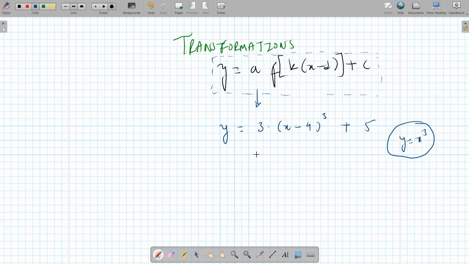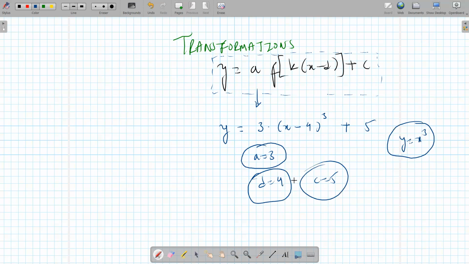Now just compare them, right? A is 3, f is, well, that just means the function. In this case, it's x cubed. K here doesn't exist. D is going to be 4, and C is going to be 5. So it's a vertical stretch by 3, goes 4 right, 5 up, okay? So this is going to follow the same trend. What we can do is we can introduce a k value, right? So the k value has to be within the cube. So we can make it 6, like that. There we go. Now k value is 6. That's a horizontal compression by a factor of 1/6.